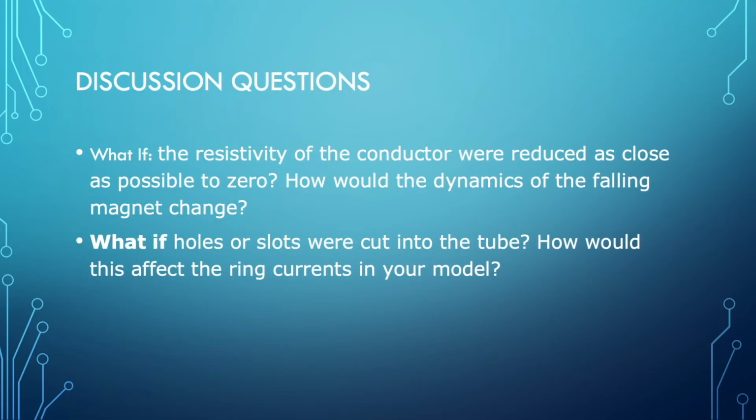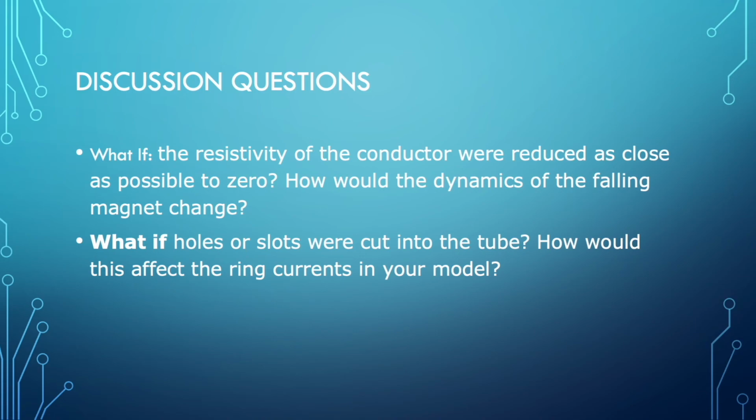What if the resistivity of the conductor were reduced as close as possible to zero? How would the dynamics of the falling magnet change? This would change the speed of the magnet falling, because if the resistance went close to zero, the induced magnetic force on the magnet would become much higher, and the magnet would go very slowly through the tube. It might not even fall at all if it is strong enough.